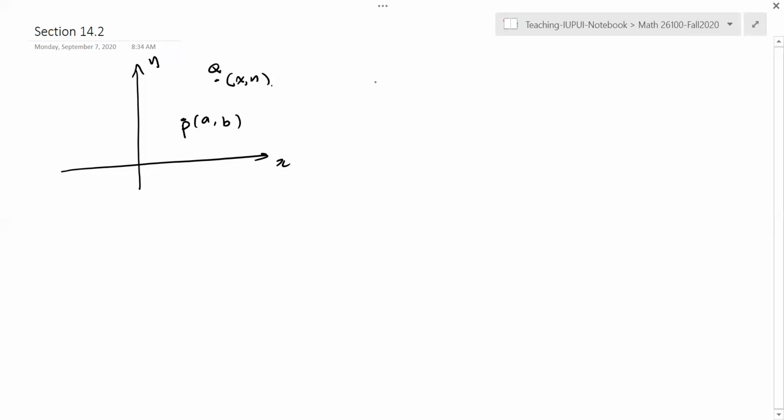When we say Q approaches P, okay, that means it's getting close to P, right? Q approaches P means Q is getting close to the point P. Now, how to say that in mathematics, right?